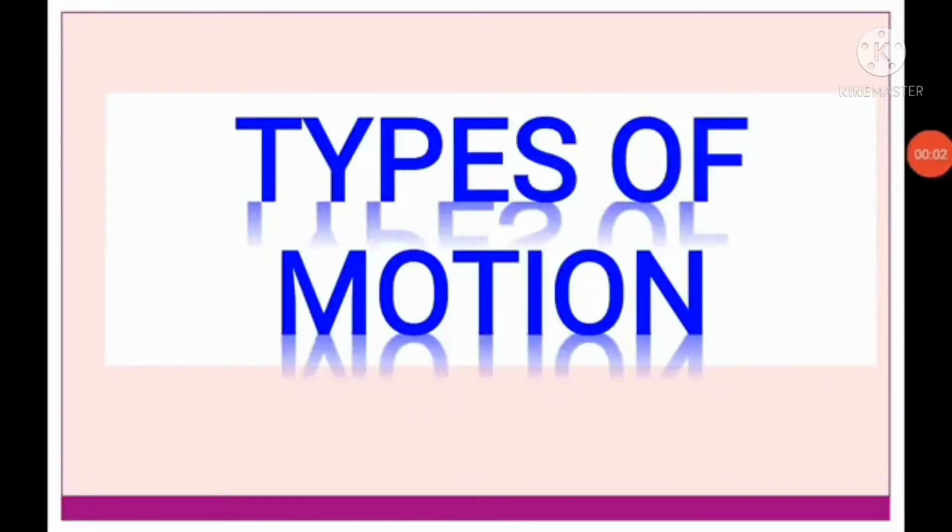If you look around at moving objects, you will notice that they are performing different kinds of motion. For example, a car moves straight along the road, an electric fan rotates, etc. So today we are going to discuss the topic types of motion.